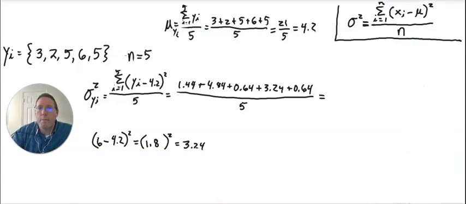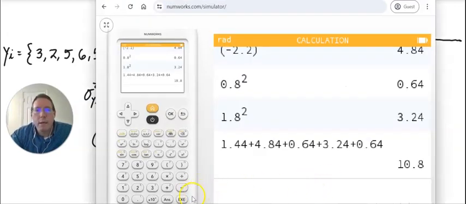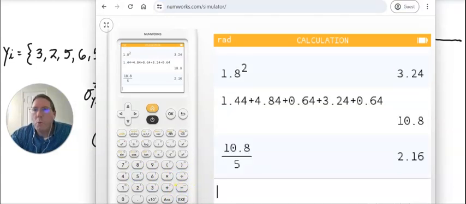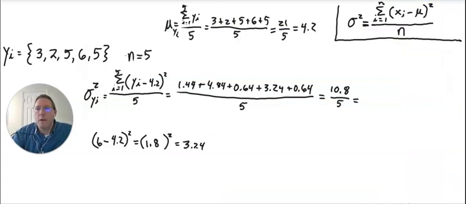All right, so this is going to be 10.8 divided by 5. And when we do 10.8 divided by 5, we get 2.16. Okay, so this is going to be 2.16. And so the variance of this data set, y sub i, is 2.16.